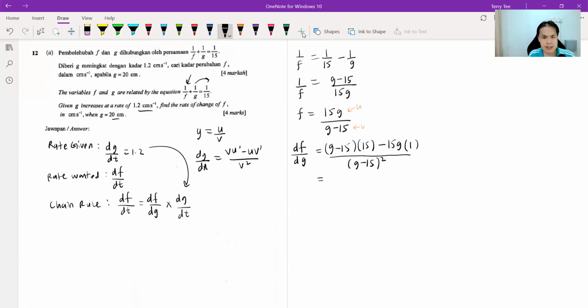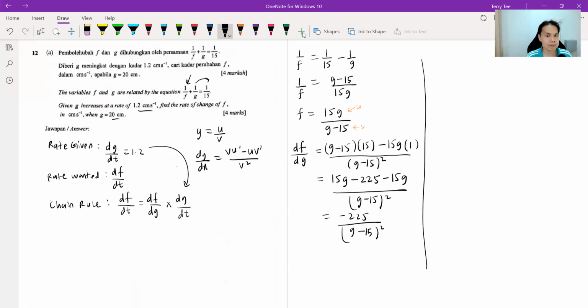Now, you can actually sub in straight away g with 20, but I thought maybe we just simplify this. It's not too difficult to simplify. 15g, 15 times 15 is 225, minus 15g over (g minus 15) squared. When you cancel your 15g, you're left with this, negative 225 over (g minus 15) squared. Okay, I'm not done yet. I just got my df/dg.